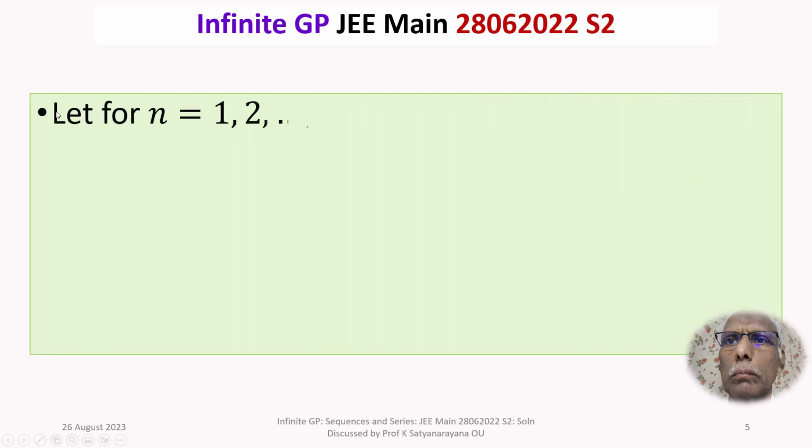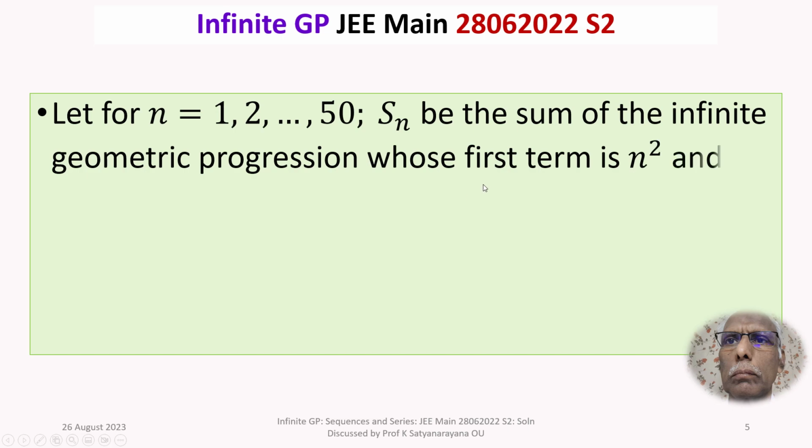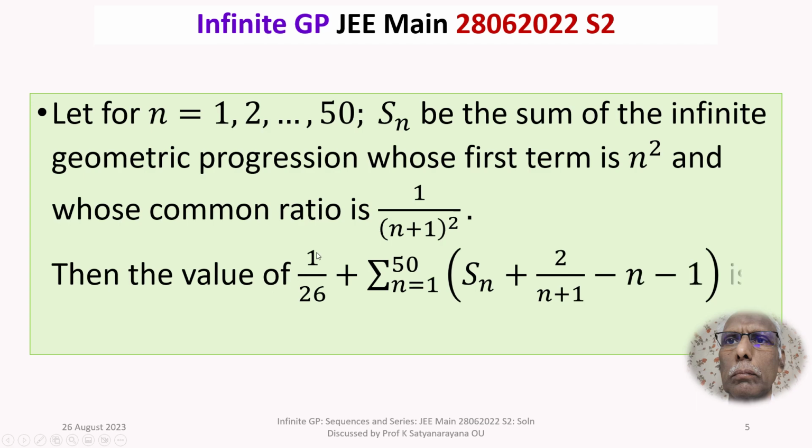The given question is: let n be equal to 1, 2, etc., up to 50, and Sn be the sum of the infinite geometric series whose first term is n square and whose common ratio is 1 by (n plus 1) whole square. Then the value of 1 by 26 plus sigma n equal to 1 to 50, in brackets, Sn plus 2 by (n plus 1) minus n minus 1 is equal to.